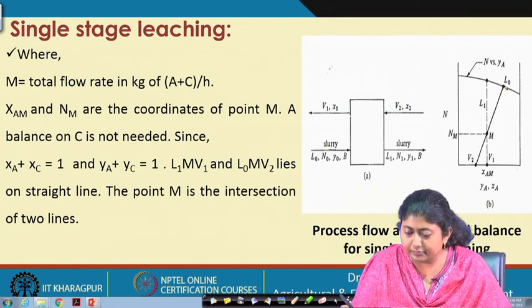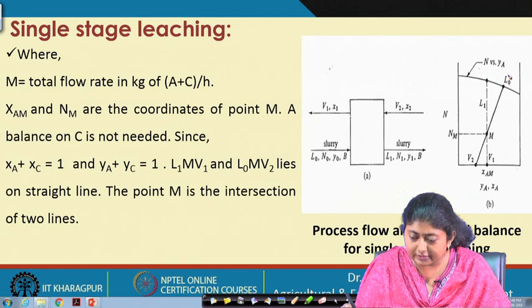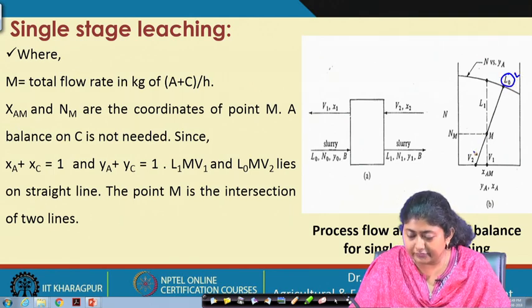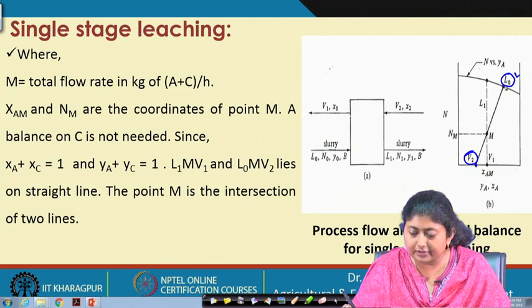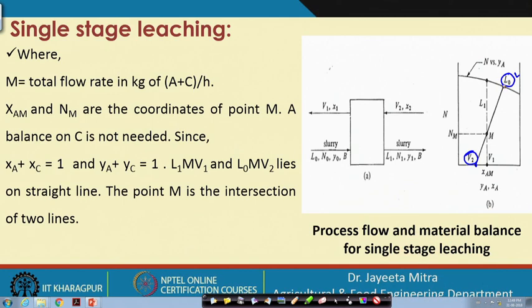So, suppose initially we had L 0, that is the feed slurry, and we had V 2, that is the solvent. We had some X A 2 for this V 2, and we have some Y A 0 for this L 0. Now, when these two streams are mixed, they will come to an equilibrium at a certain point M, let us say.